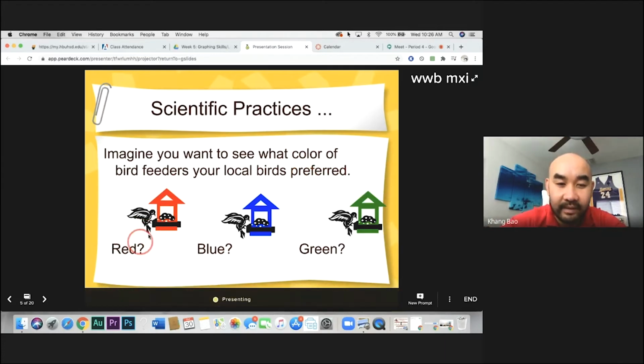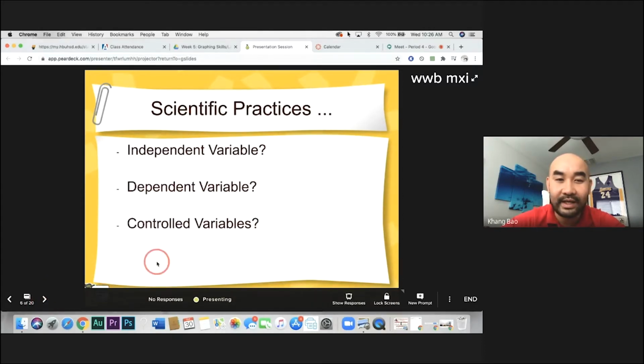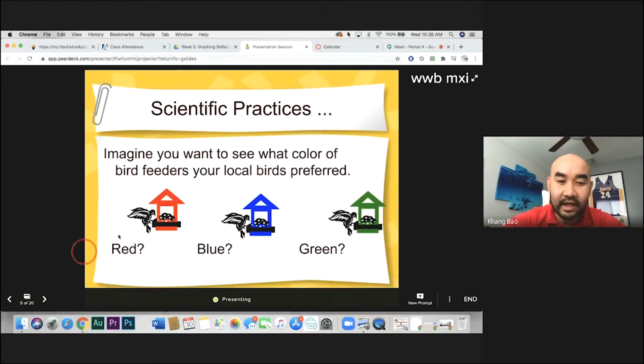Okay. So that means I have a bird feeder that's red, blue, and green. I want to know, hey, what color would the bird prefer? And how would I know that? Well, then I can check to see the amount of food that they eat. So everybody, I'm going to give you 3 minutes based on this investigation, this experiment that I'm trying to create right here.